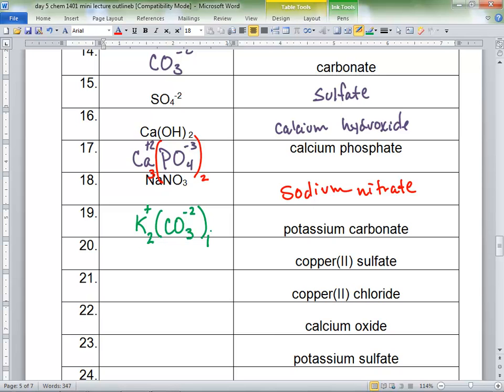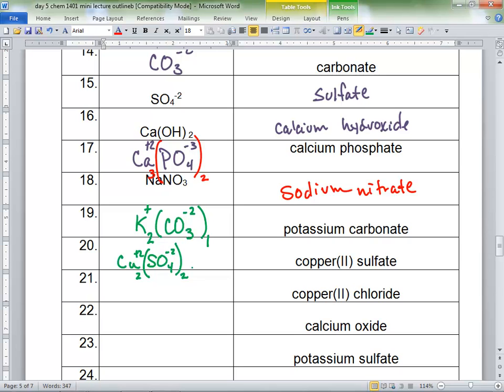Copper 2 sulfate. Diana, what did you write for that one? Cu +2 for that one. And SO4, right? Okay. Good. 2 goes down here. 2 goes down the other side.